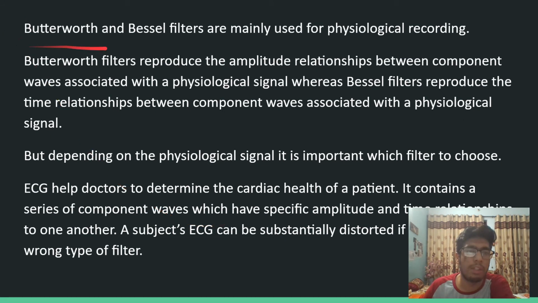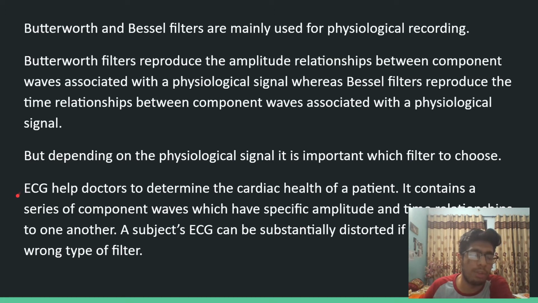So Butterworth and Bessel filters are mainly used for physiological recording. Butterworth filters reproduce the amplitude relationships between component waves, whereas Bessel filters reproduce time relationships between component waves associated with the signal. But depending on the signal, it is important which filter to choose.